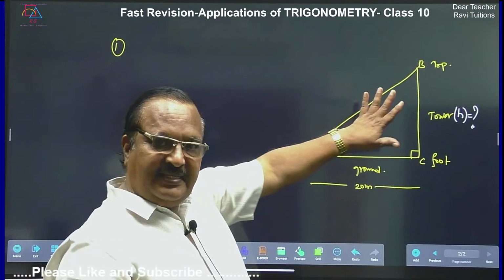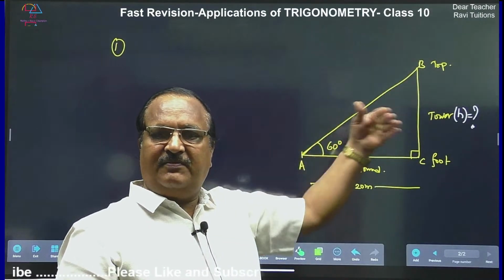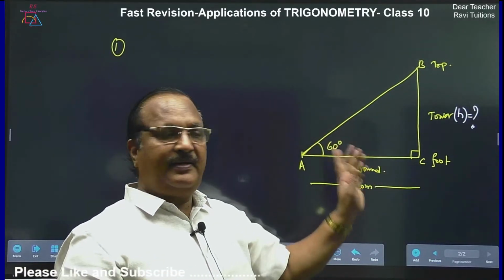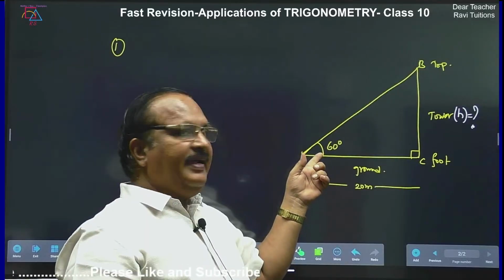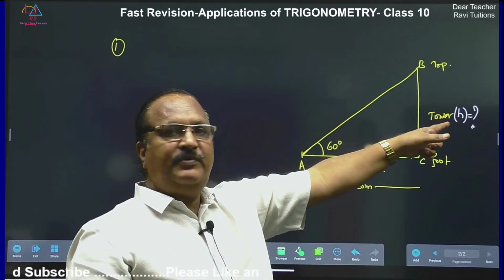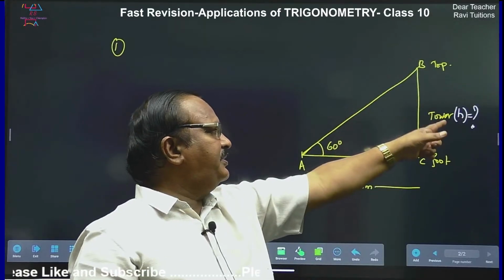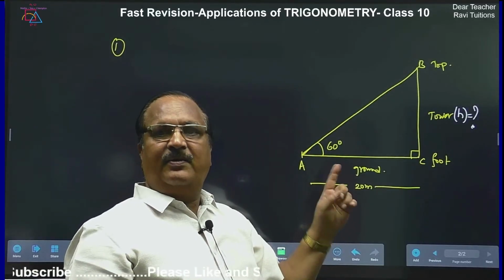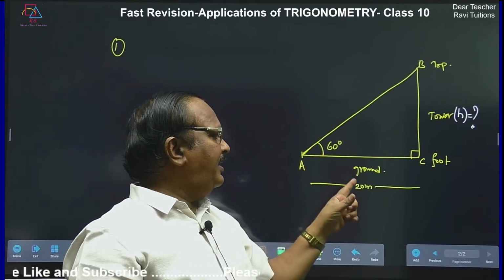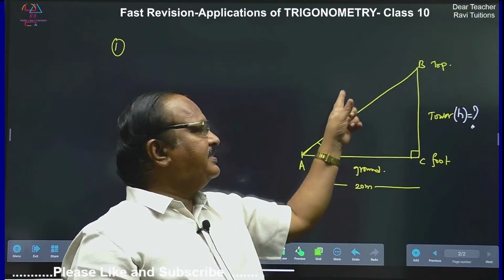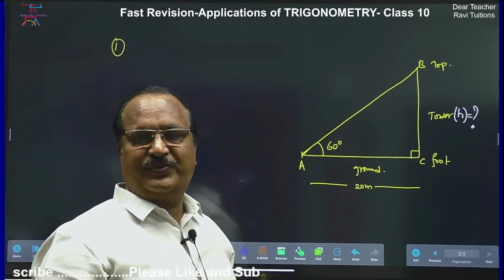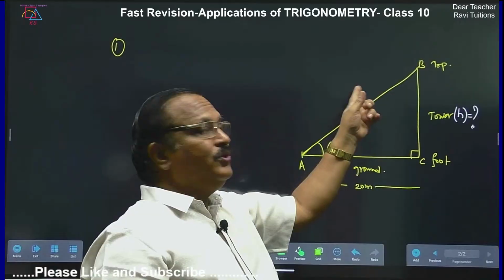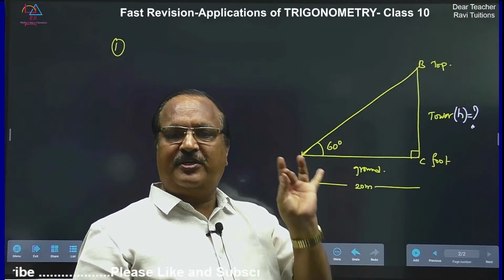Now this is a right angle triangle. Forget about this is a tower. Forget about everything. This is a right angle triangle. ACB is a right angle triangle. C is 90 degrees and angle A is 60 degrees. Opposite side we have to find out, because for 60 degrees the opposite side H we have to find out, and we have one side 20. If one side and one angle is there, you can find out the other two sides using trigonometric ratios.